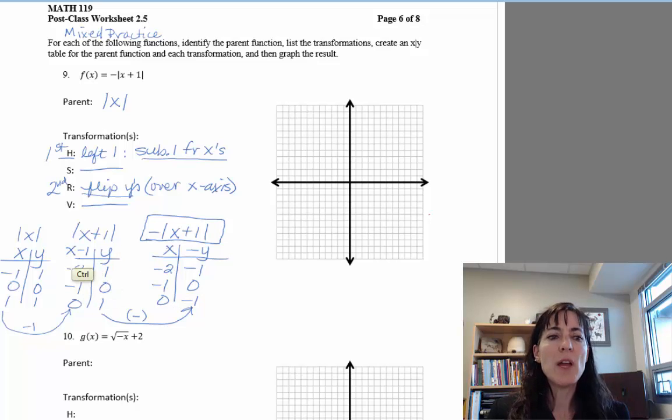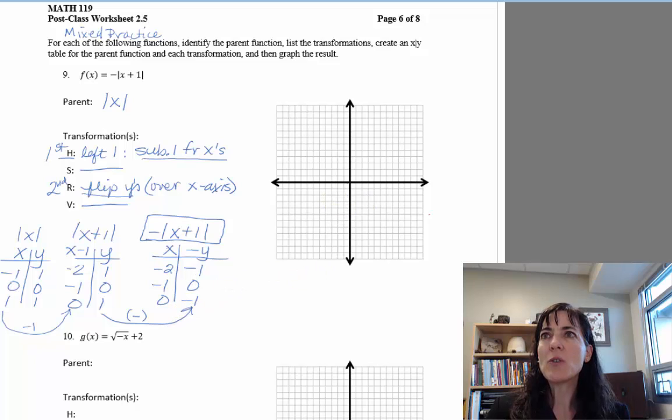And so that is the XY table that I will use to graph. Now I do have, in between, I'm writing how much of the function I'm representing in the table below, and I would like you to do that too, so that at any point you can say, well, this is the table for absolute value of x. Then I moved to the left one, and this was the new table, and then I flipped my y's, so this was the final table here.